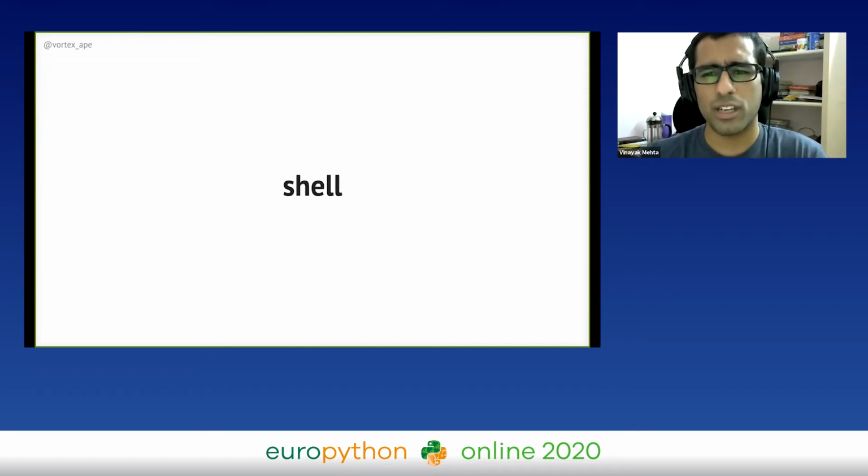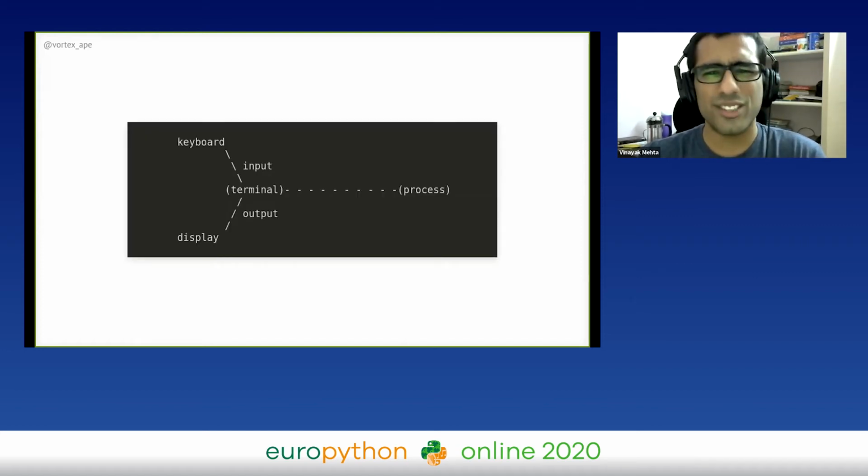The shell prompts for commands from the user and sends it for execution after they press enter, which is similar to the teletype workflow. So based on intuition, the whole thing kind of looks like this. Keyboard passes input to the terminal, which passes it to the process. The process does some work and gives the output back to the terminal, which then prints it on the display.